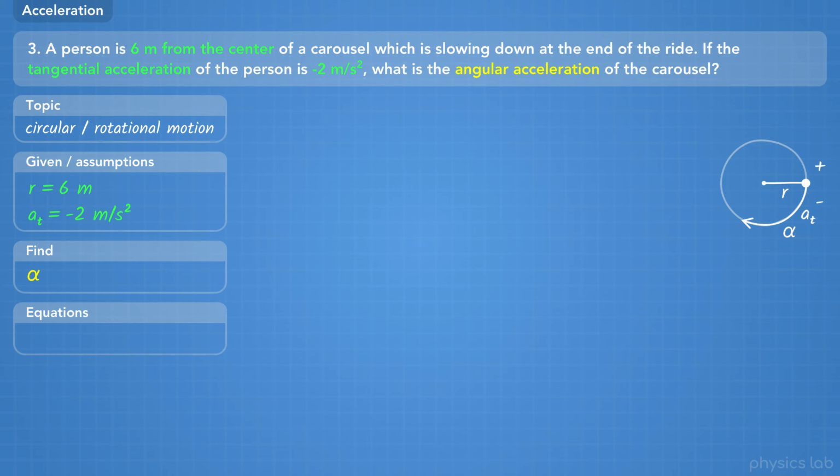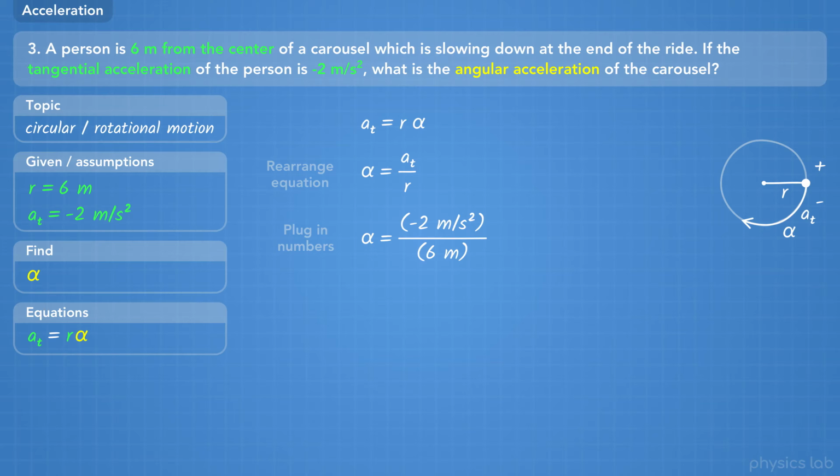This problem is very similar to the last one, but instead of working with velocity, we're dealing with acceleration. So we can use this equation to convert from the tangential acceleration to the angular acceleration, since we're given the radius of the circular path. First, we can rearrange the equation to isolate the angular acceleration, alpha. Next, we just plug in the values we're given. Negative 2 meters per second for the tangential acceleration, a sub t, and 6 meters for the radius, r.